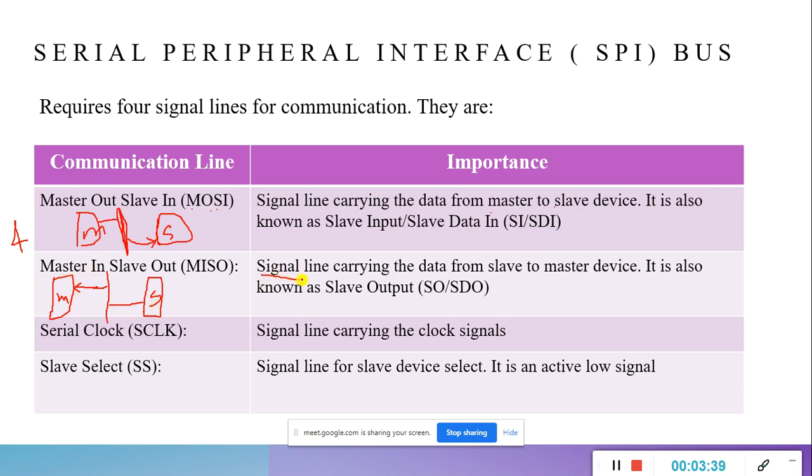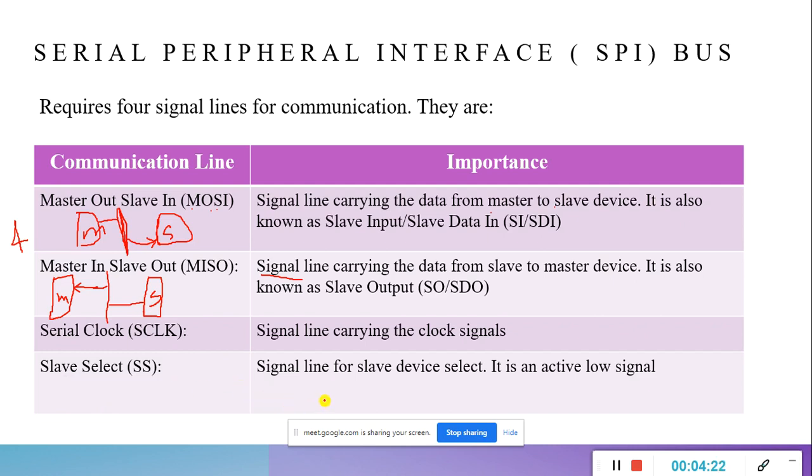So this is the signal line carrying the data from the slave to the master. The other way it is also called is slave output. And as usual, in the I2C bus we had one line called SCL, the serial clock, and here we will be mentioning it as SCLK, the signal which carries the clock signal.